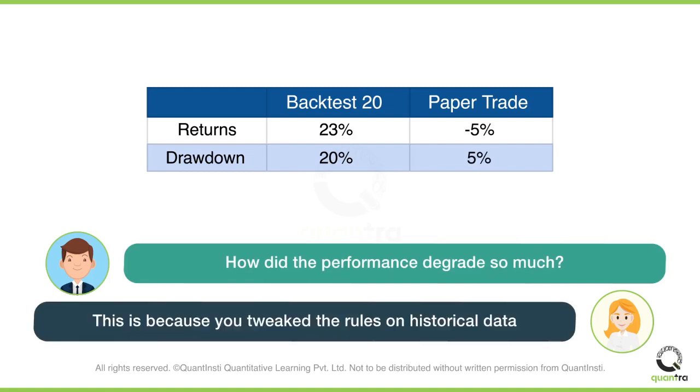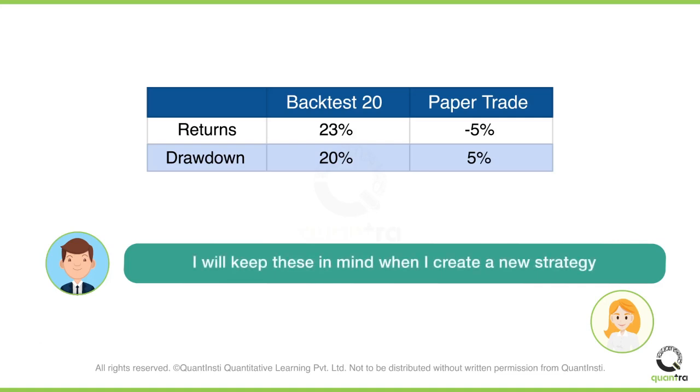How did the performance decline from 23% to negative 5%? This is because you have tried to tweak the rules on historical data. Since you already have the data at hand, you have tried to fit the rules which would work on this data. This means that you have overfitted it on past data, but it doesn't work on the present data now. John thanks Mary and says that he'll keep these in mind when he creates a new strategy.